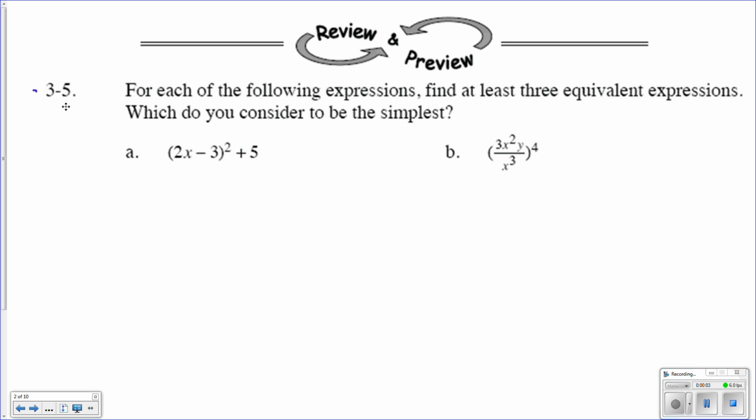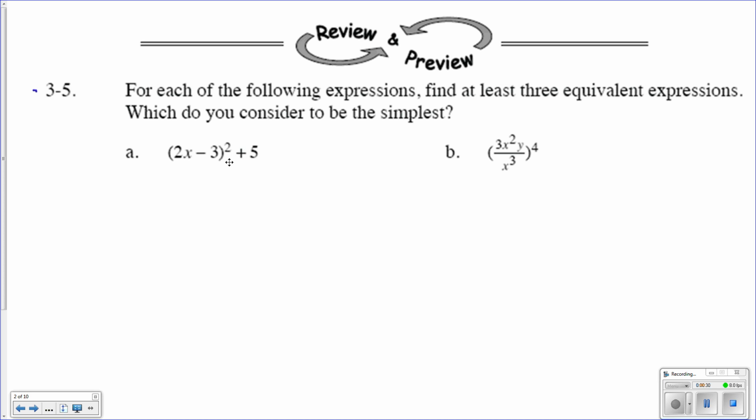Problem 3-5. For each of the following expressions, find at least 3 equivalent expressions. Which do you consider to be the simplest? Letter A, the quantity of 2x minus 3 all squared plus 5. So let's come up with some equivalent expressions.